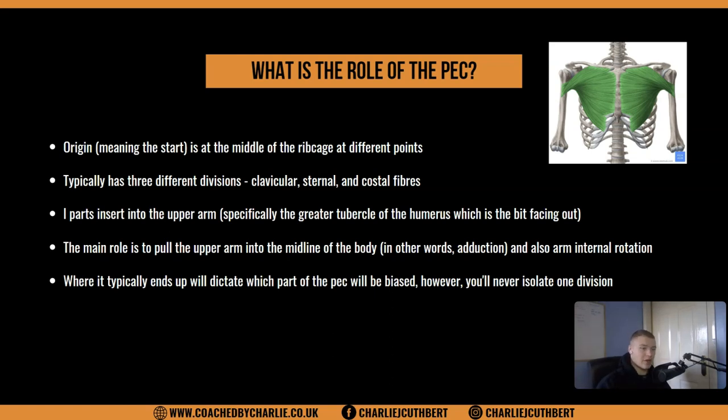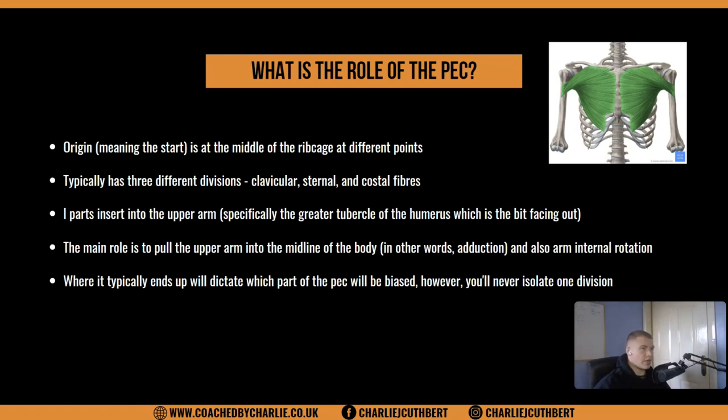Think about a chest fly, for example. It doesn't matter what's happening at the lower arm. It doesn't matter what that really does, because that's not the chest's role. So the main role is to pull the upper arm in the midline of the body, or in other words, adduct the upper arm. And also internal rotation, so internally rotating your arm from here to here, if that makes sense. And the reason we want to understand this is we know that when we're training the chest, that should be our focus, doing that through a full range of motion.